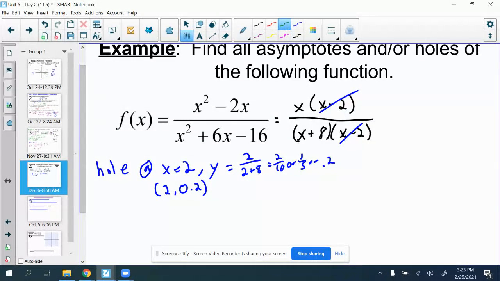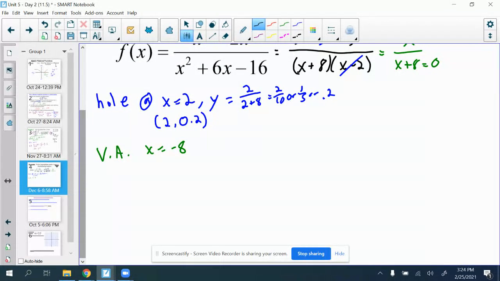Next, I check to see if there's any vertical asymptotes. So what's left is x over x plus 8. If I set the denominator equal to 0, I would get x equals -8 by subtracting 8. And that's my short run behavior again.